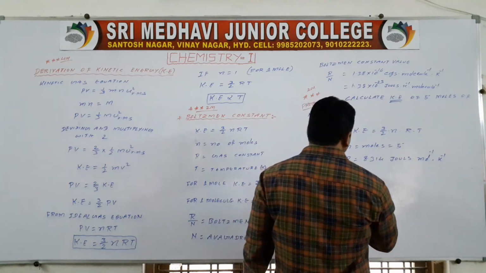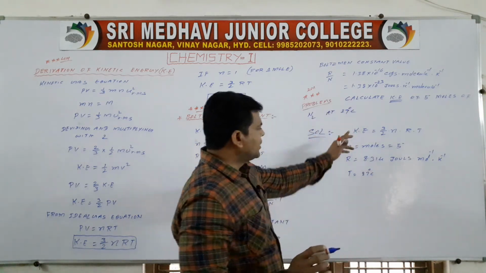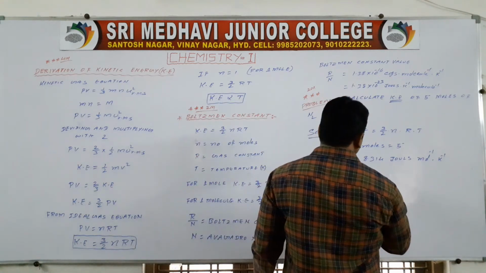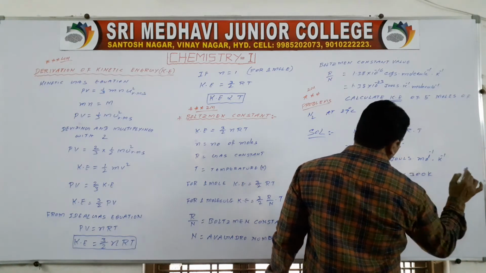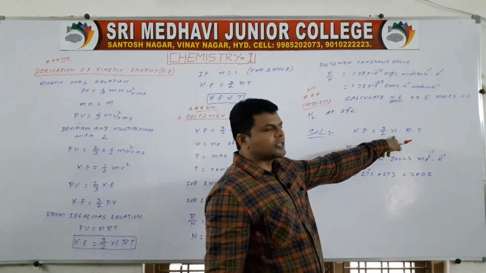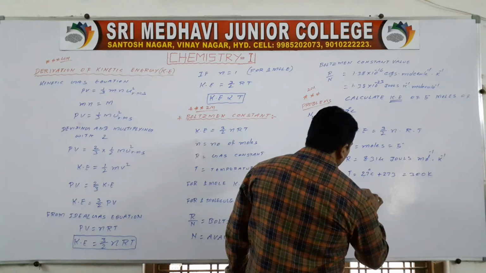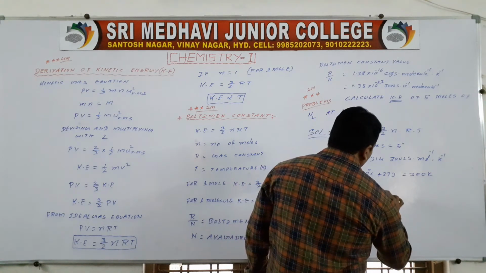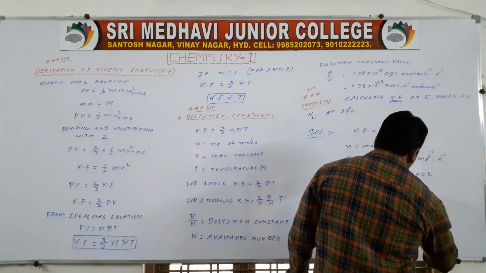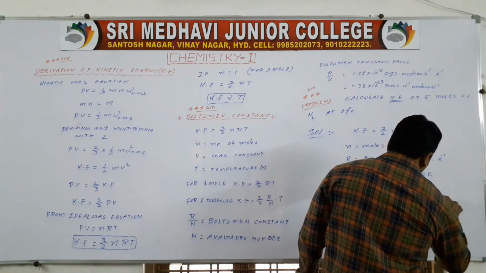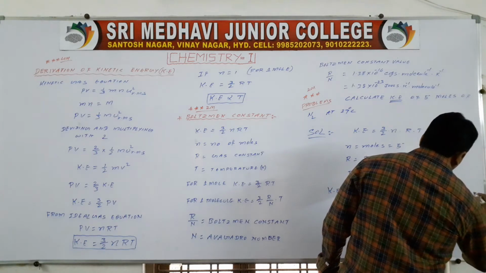So what is T? T equals 27 degrees Celsius is given. You have to convert it into Kelvins, so you have to add 273. Then it is 300 Kelvins. Substitute the n and T values in this. Then kinetic energy equals 3 by 2 into 5 moles into 8.314 joules per mole per Kelvin into 300 Kelvin.